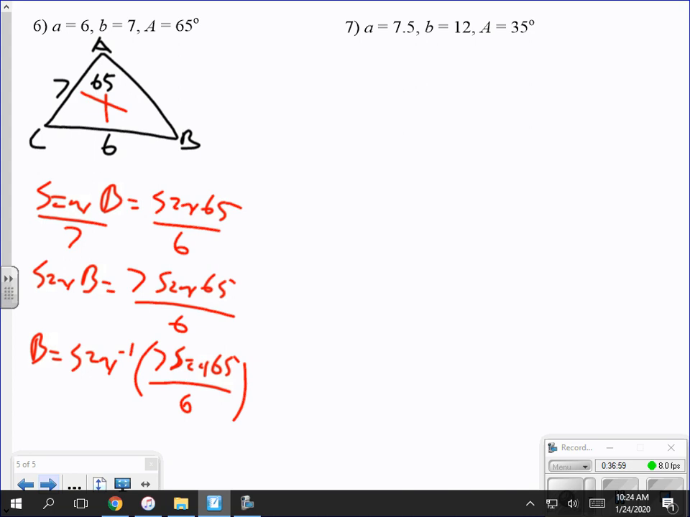What are you getting? Error. Your calculator's saying, you can't do that. That's what error means. I'm translating calculator speak for you. Do me a favor. Calculate 7 times the sine of 65 divided by 6. Do not do the inverse. Just calculate that number. What do you get?